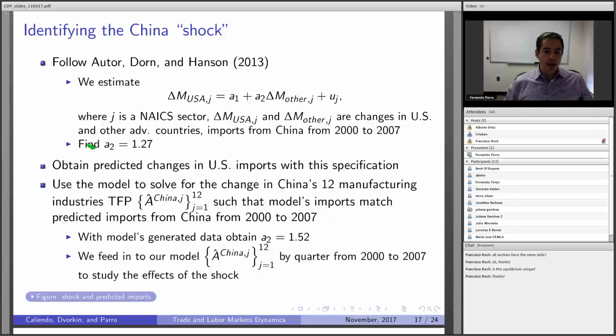Okay? In the case of our model, we are going to follow exactly the same identification strategy, but with the additional step that imports in our model are endogenous. So we are going to find the changes in productivity in China in the 12 manufacturing sectors that we have that predict exactly the predicted change in US imports from China using the instrument of Autor and Hanson. Okay?